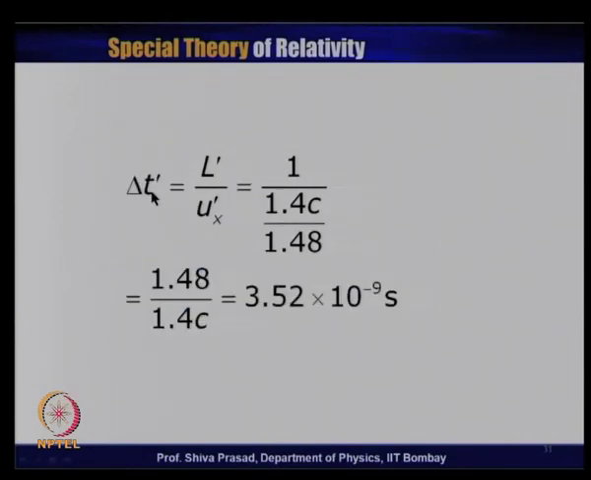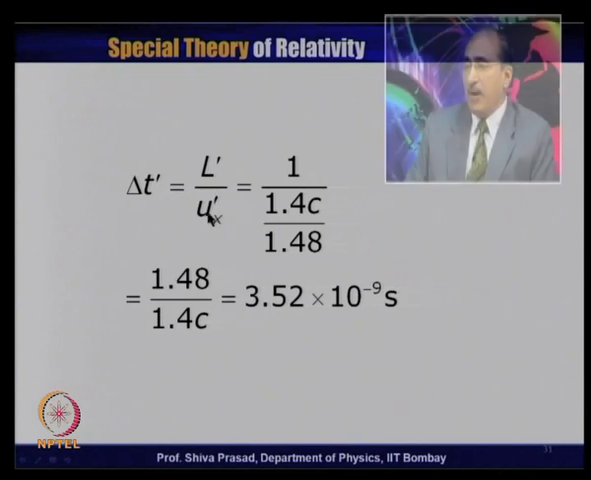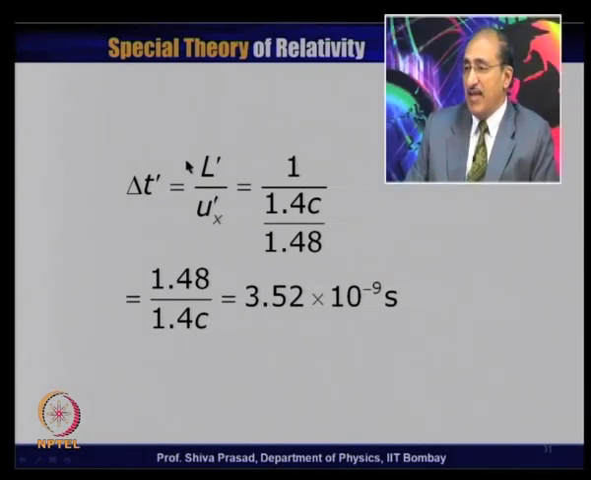So, this is what I have written. Delta T prime is equal to L prime divided by Ux prime. This L prime is 1 meter. Ux prime we have already calculated is 1.4c divided by 1.48. So, this goes to the numerator, this becomes 1.48 divided by 1.4c. Taking the value of c as 3 into 10 to the power 8 meters per second, this delta t prime turns out to be 3.52 into 10 to the power minus 9 second. So, I have found out the time interval in S prime frame of reference.